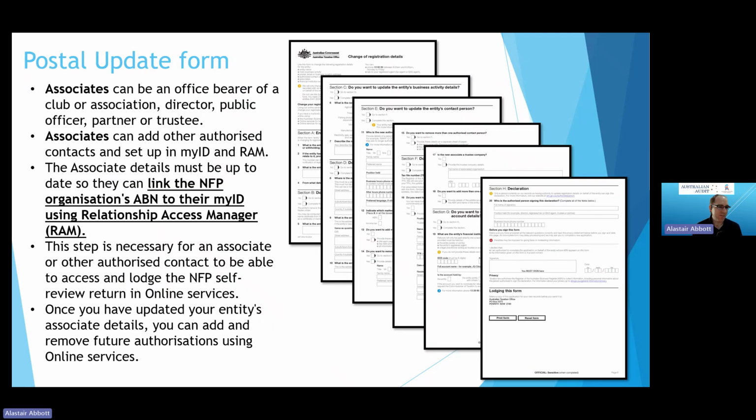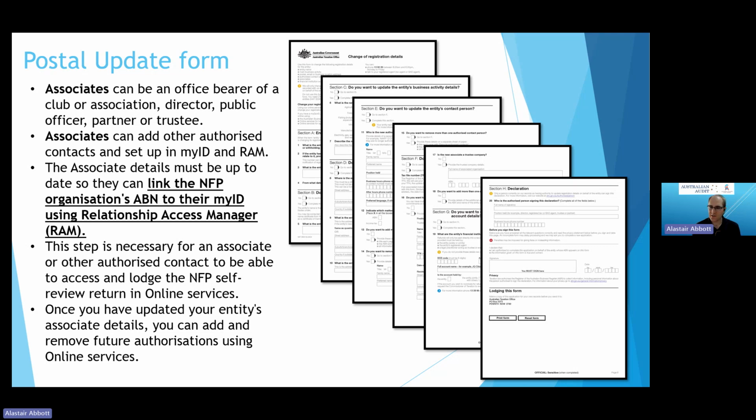The form looks a little something like that. I've put some of the pages there to give you an idea, but it essentially allows you to update the address, the phone number, the email, the associates, all of the people relevant to the association, post that off to the ATO. The ATO have said they'll try and process it within about 12 weeks, and the ATO has even said that once they have processed it, they will contact back to the NFP to advise that the form has been processed.